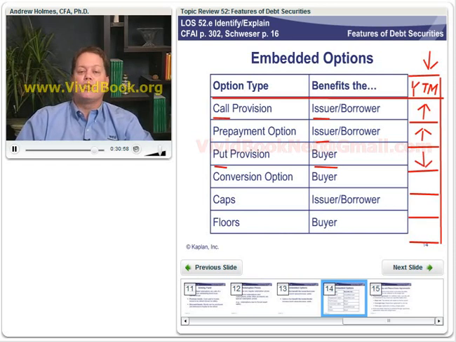Conversion option, so this is the right but not the obligation on the part of the bond holder to take their bond, give it back to the company in exchange for equity securities, that is equity in the firm. So in the chance that the equity value of the firm goes through the roof, they develop a cure for baldness or whatever it happens to be, hey, well then I would really like to own the stock of the company.